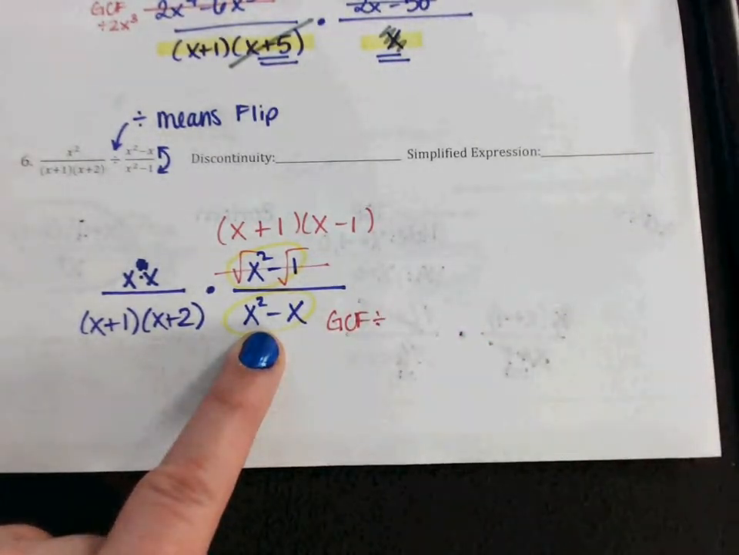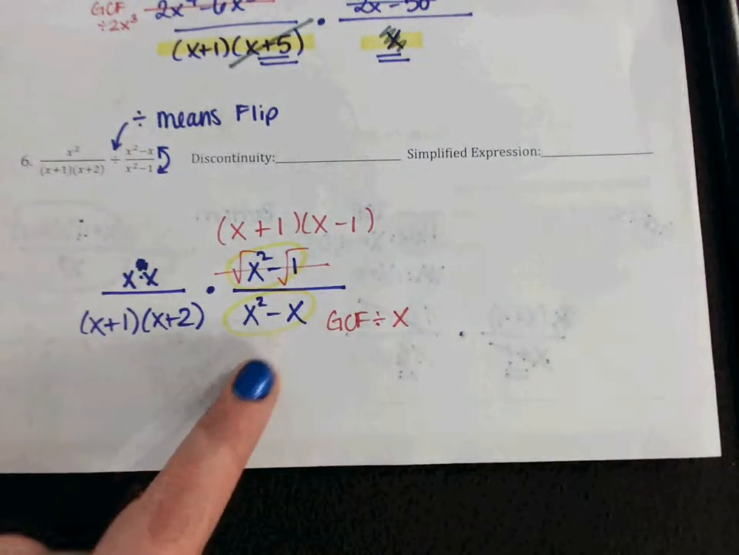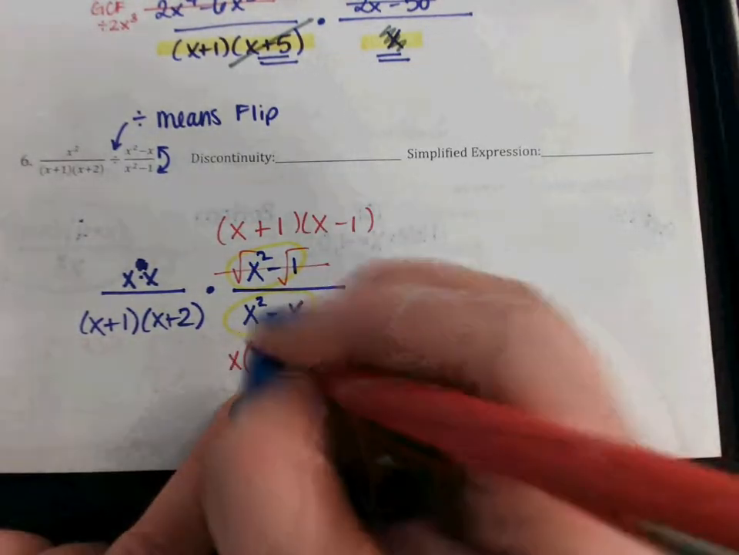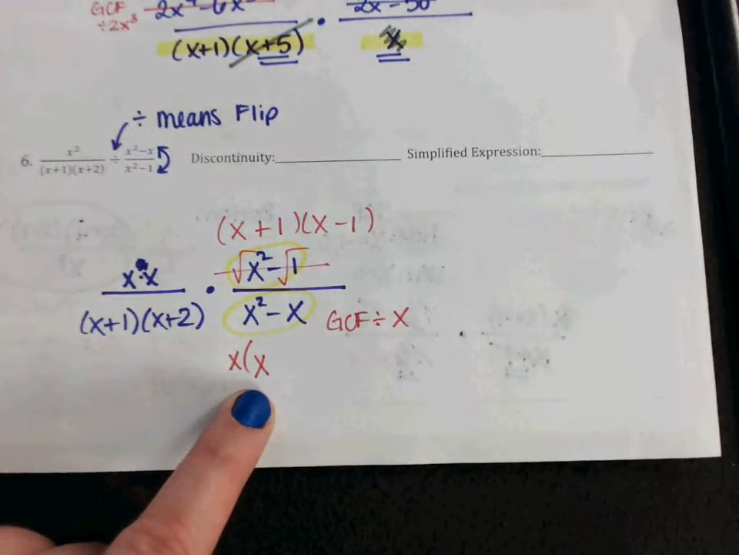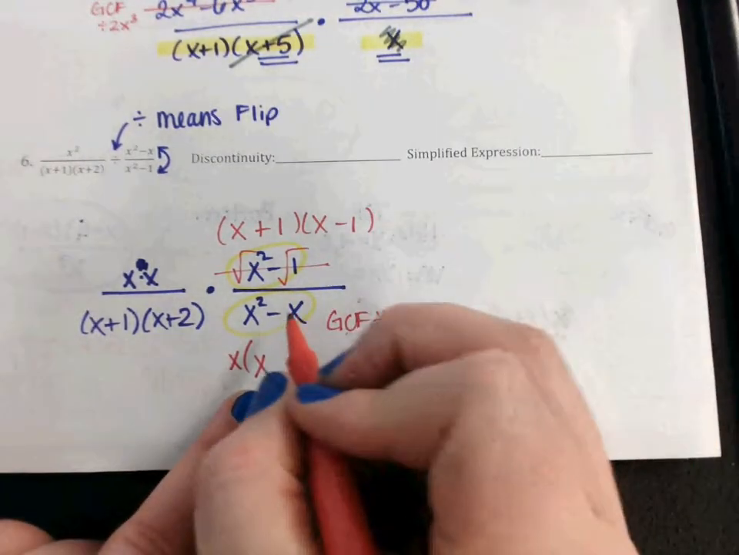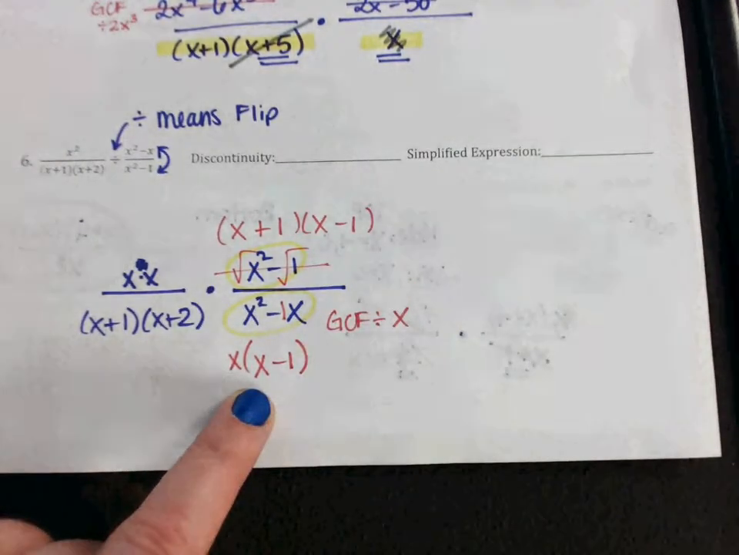What can I divide out of both of those? They both have an x. So my x is going to come out to the front. My x squared leaves me with another x. And my minus x, you have to leave a placeholder. So think about right now, that's like a 1x. So if I take the x out, it's just going to leave that 1. So it'll be a minus 1. Okay?